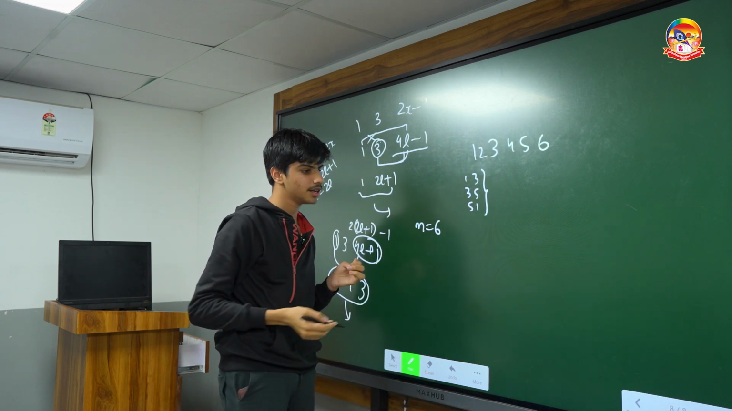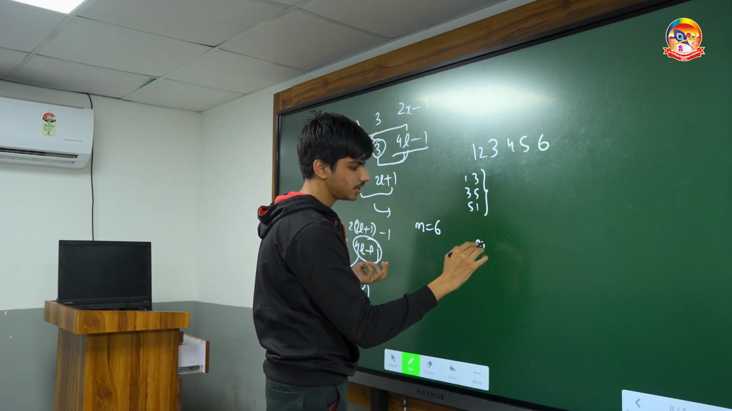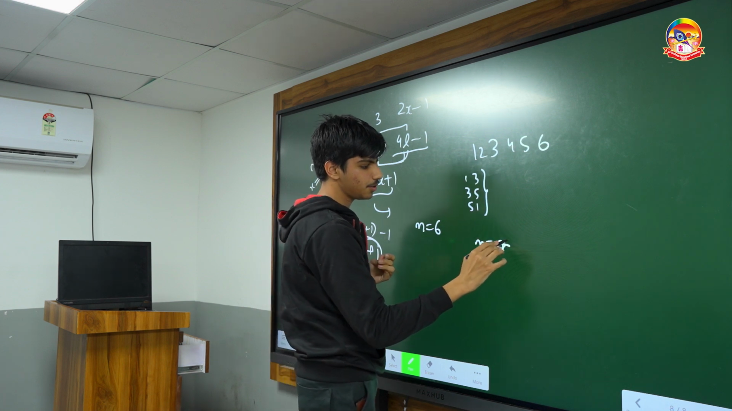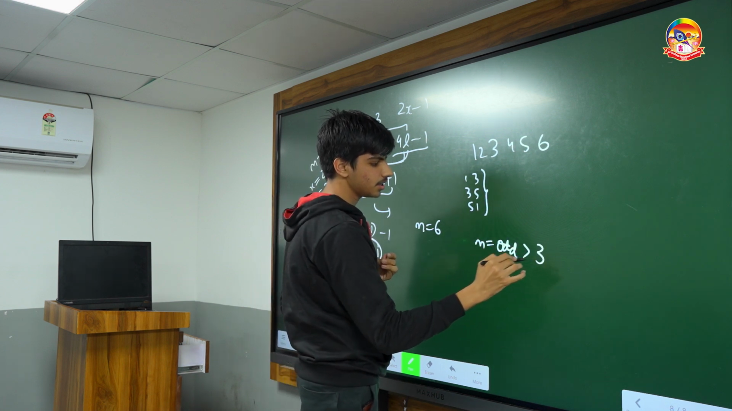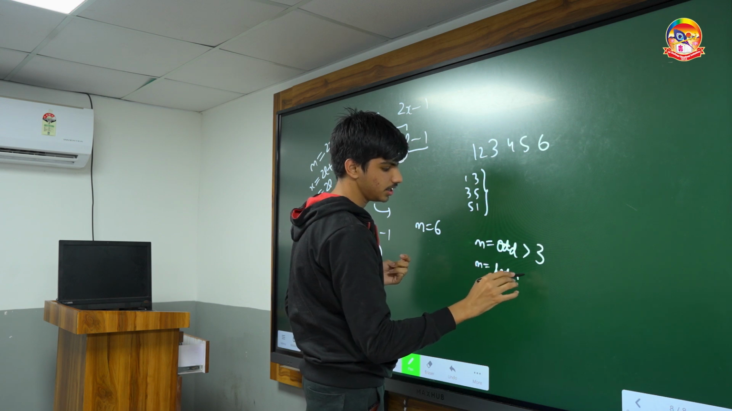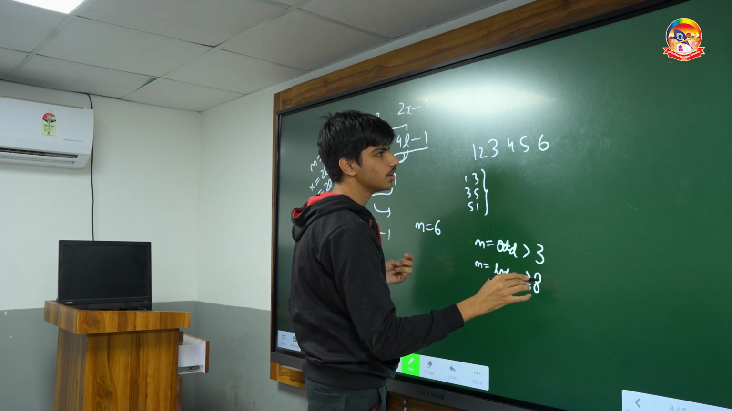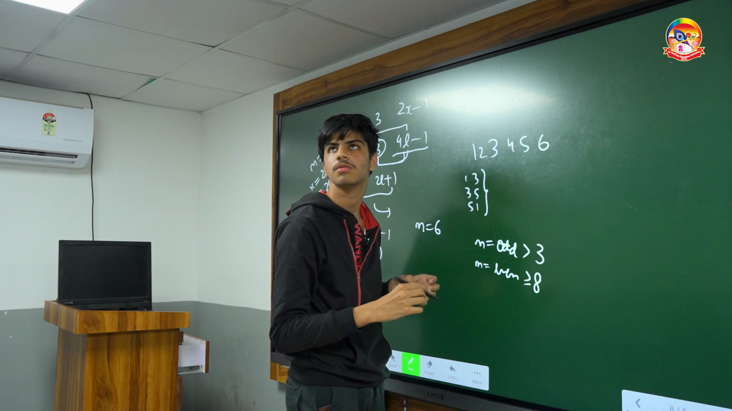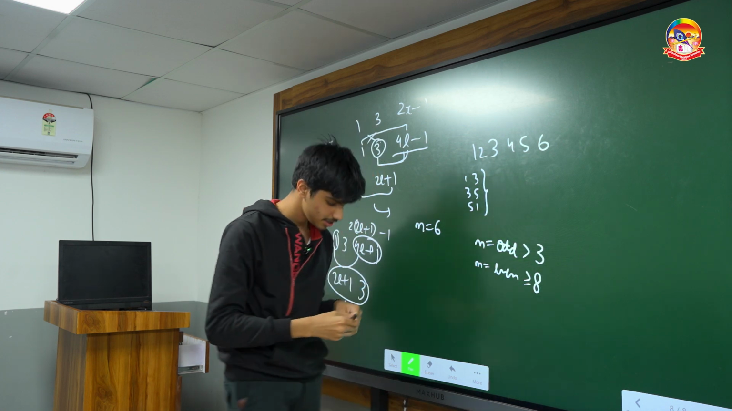All right. And then the final answer will be we can do n equal to odd greater than 3, and we can do n equal to even greater than or equal to 8, and that's it.